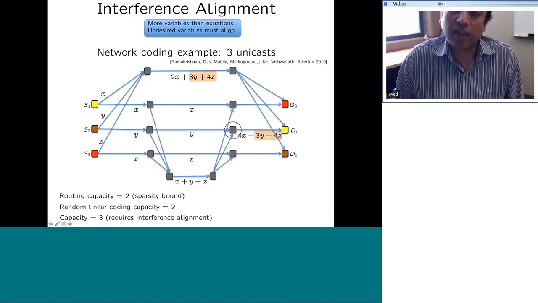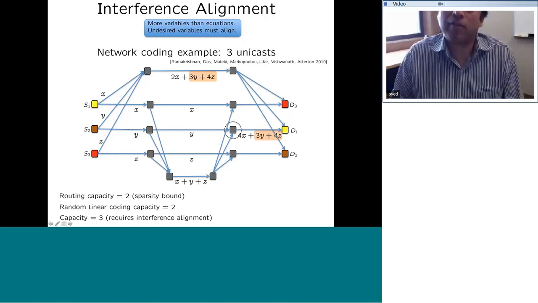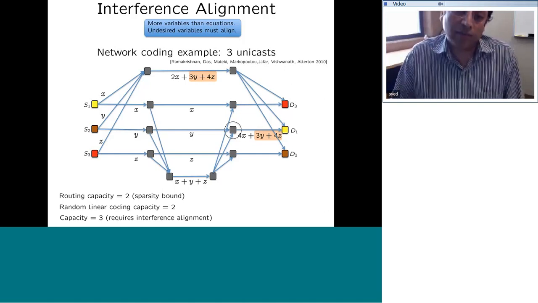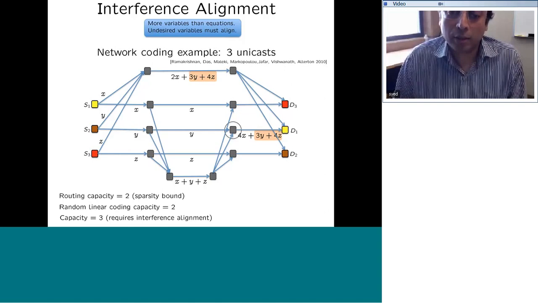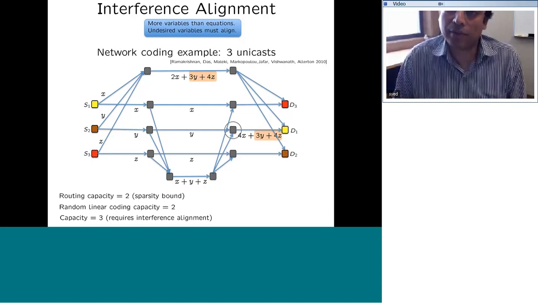If you notice, even though these 2 linear equations involve 3 variables, I can think of them as involving only 2 variables, because 3y plus 4z you can think of as 1 variable. So what has happened is 2 interfering variables have aligned into 1 interfering variable, or in other words, 2 interfering dimensions have aligned into 1 dimension. So now, of course, you have 2 equations, 2 variables, and you can solve for x. In this case, you would just subtract 1 equation from the other. You would have 2x from where you can get the value of x.